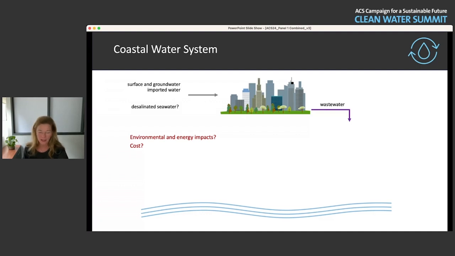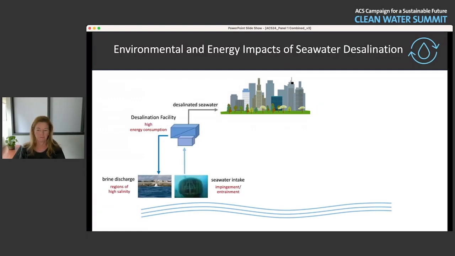And so you might ask, in a coastal scenario, why we're not using desalinated seawater. And that's particularly in California and the US. That's been kind of slow and still is slow in moving towards desalinating seawater. And so the key questions are: are there energy and environmental impacts, cost impacts? And so next slide.